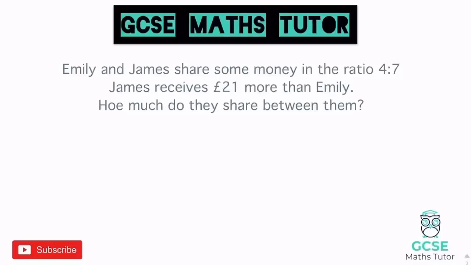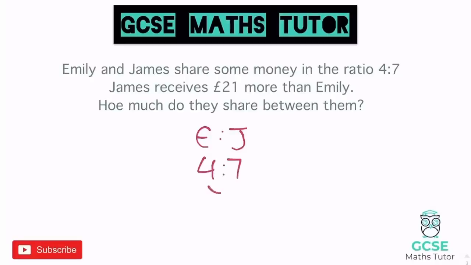Emily and James share some money in the ratio 4 to 7. James receives £21 more than Emily. How much do they share between them? So Emily to James is in the ratio 4 to 7. Now it says that James receives £21 more.